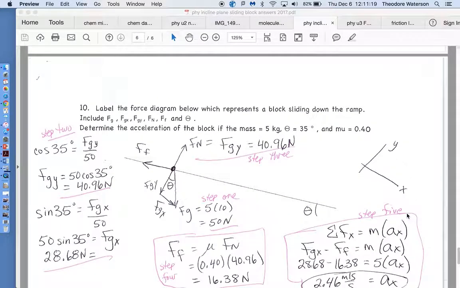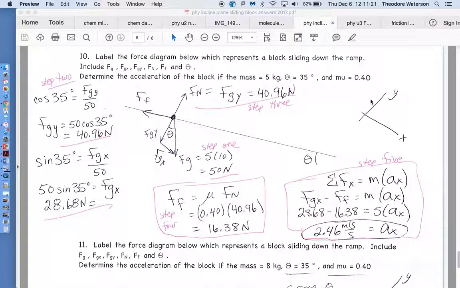Number 10, once again, more of the same. Given a mu, given an angle, given a mass, how is this stuff going to move? Step 1, find the weight. Step 2, draw your triangle. Step 3, balance or figure out that normal force. It's equal to the y component. Figure out your frictional force. There should be enough x, enough of its weight to overcome friction.